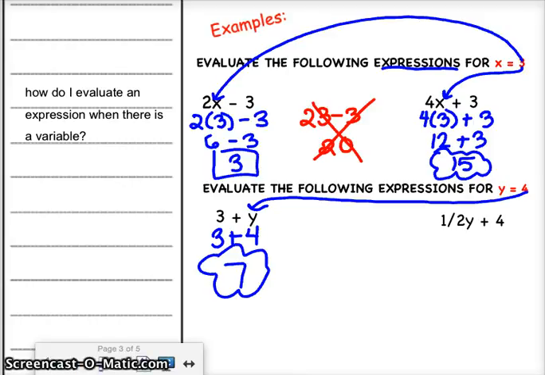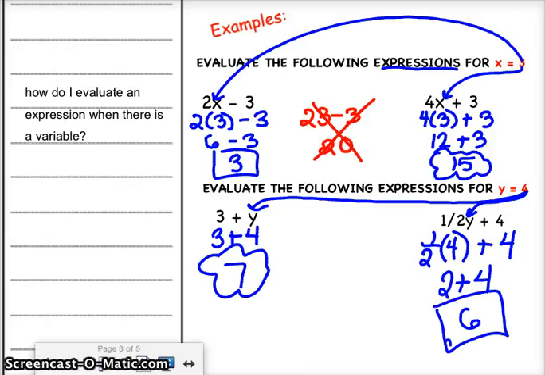I like to read the expression because it helps me understand it before I evaluate. It says half of y and then plus 4. Or 1/2 times y, add 4. Put 4 there. 1/2 times 4 plus 4. What's half of 4? 2. And 6 is the final answer.